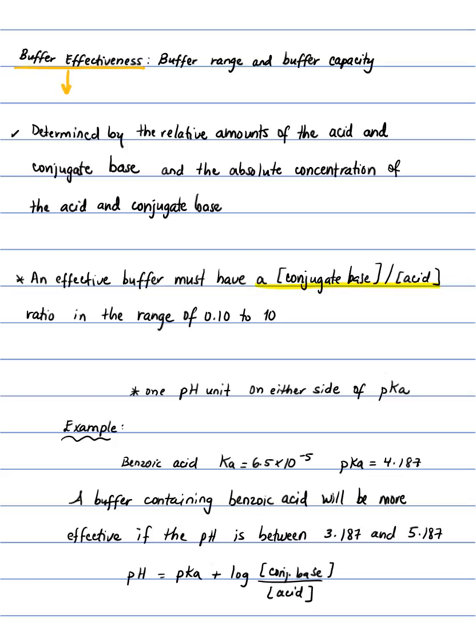The buffer range is just a pH range, a range of pH values where the buffer is still neutralizing added acid or added base while maintaining that pH relatively constant. Now the buffer capacity is how many moles of added acid or added base that buffer can actually neutralize without having significant changes in the pH value of the buffer solution.